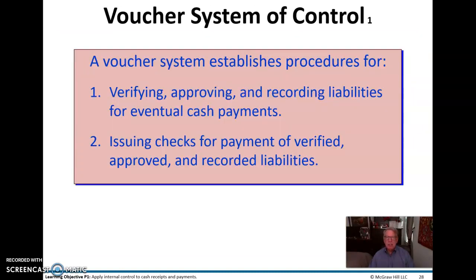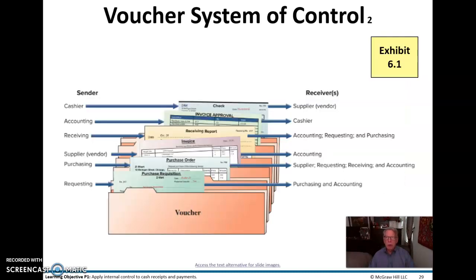A voucher system establishes procedures for approving, verifying, and recording liabilities for eventual cash payments. And that involves several things before the check is actually generated. This is a good graphic here from that standpoint. Let's say I'm going to buy myself a computer, right? What do I do? Well, I first sit down and create myself a purchase requisition.